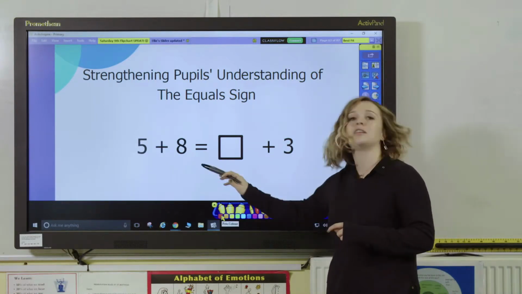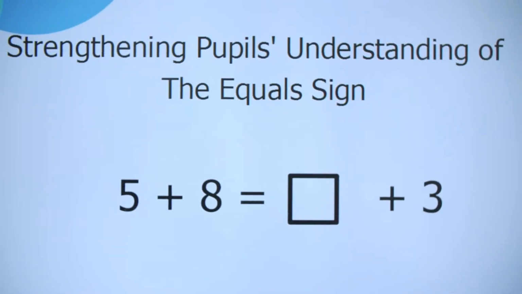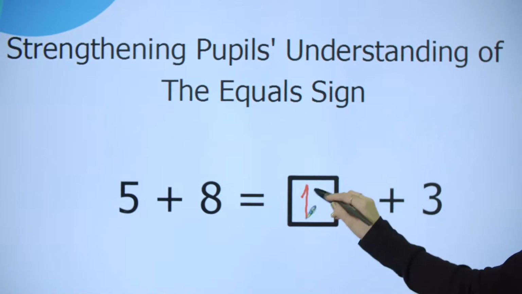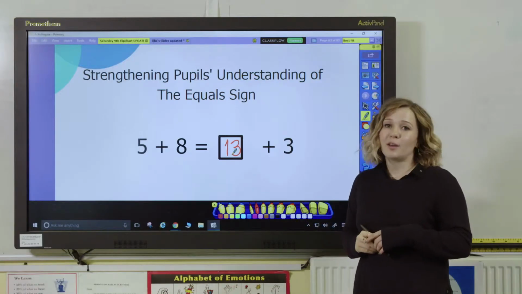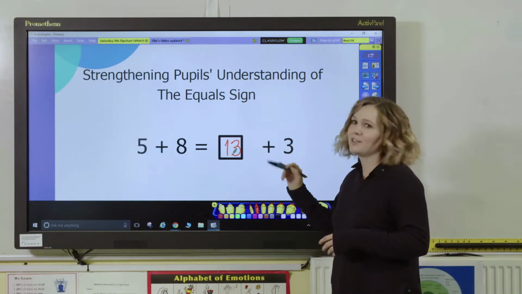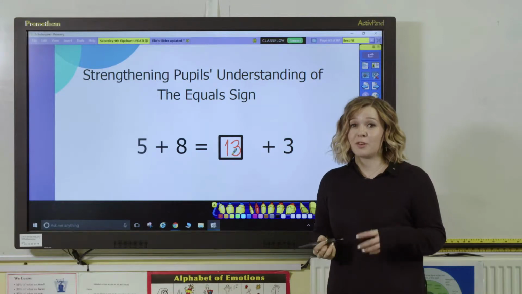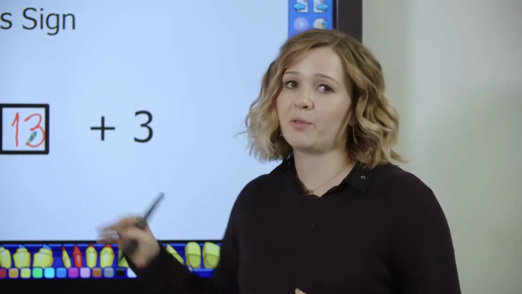Let's look at this question. 5 add 8 is equal to something add 3. Now, you've probably seen this happen before. So obviously we know that that isn't correct. 5 add 8 is not the same as 13 add 3. But we need to go back to where that misconception comes from and address your pupils' understanding so that they can see where they're going wrong with this.